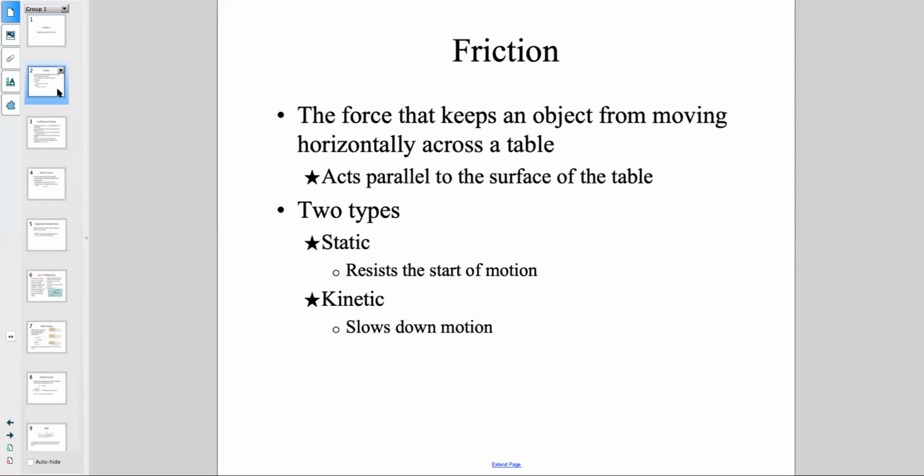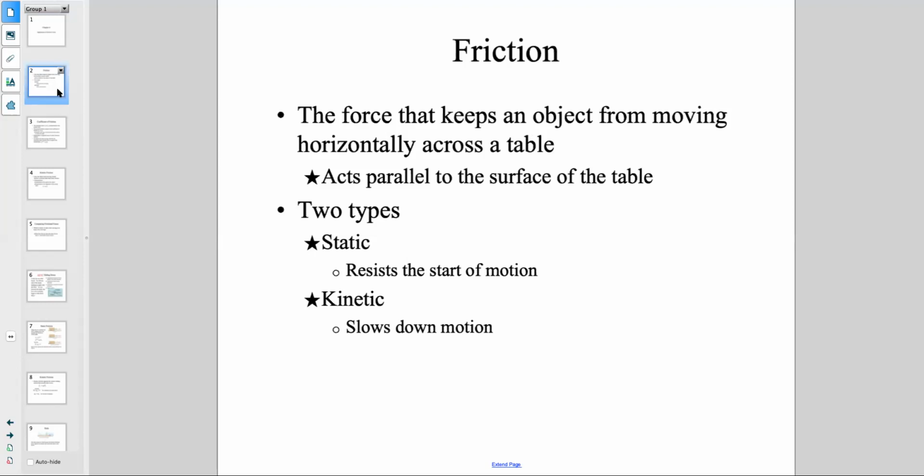The first topic, friction. It is the force that keeps an object from moving horizontally across the table, okay? So it acts parallel to the surface of the table. And there are two types of friction, static friction and kinetic friction. Static friction is the resistance that starts off the motion, and kinetic friction is just slowing down the motion.